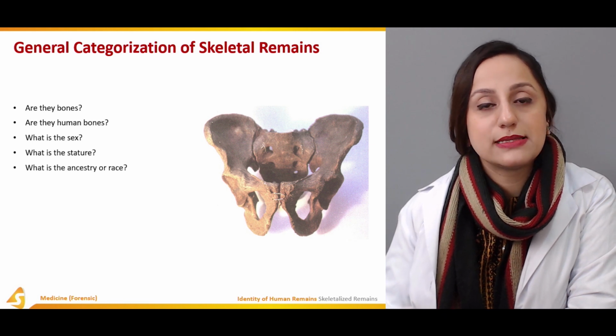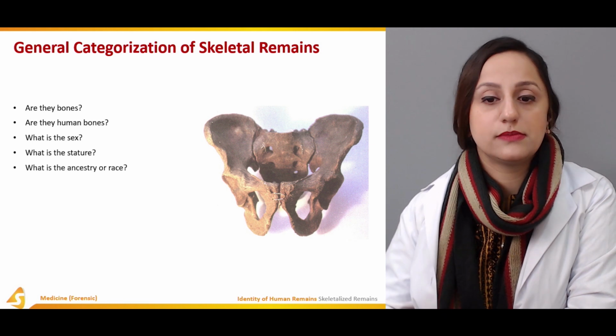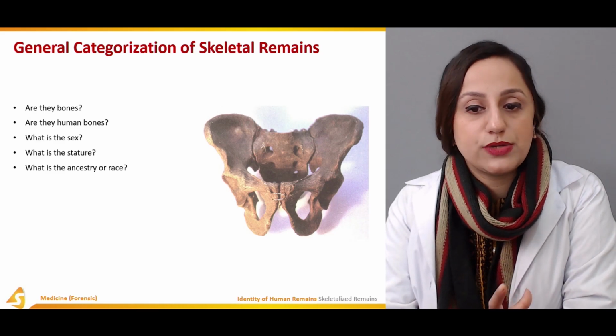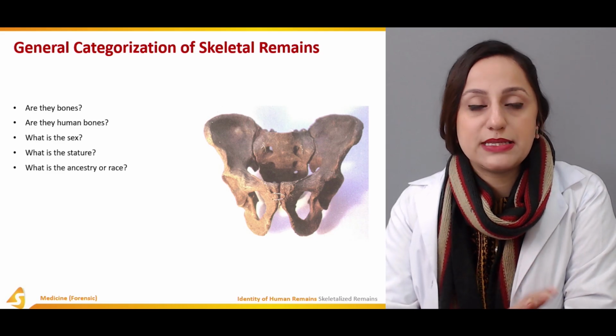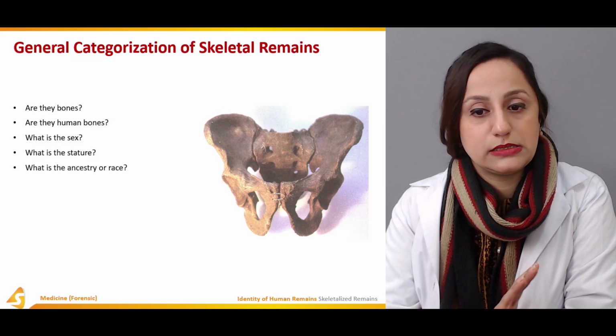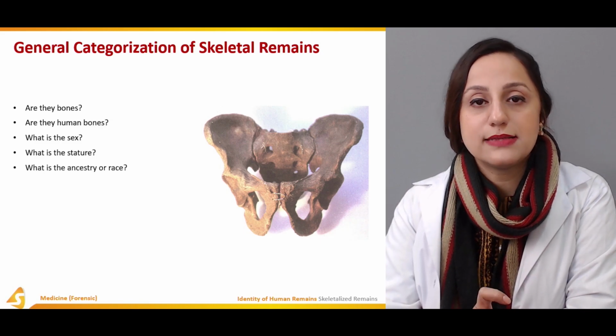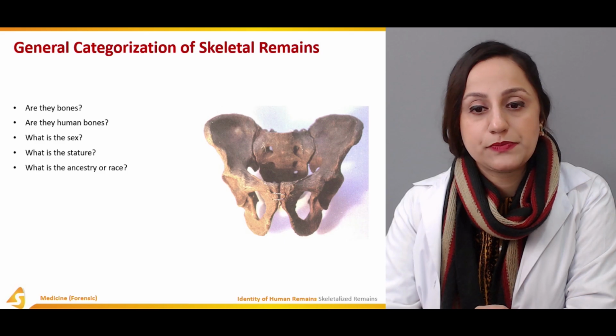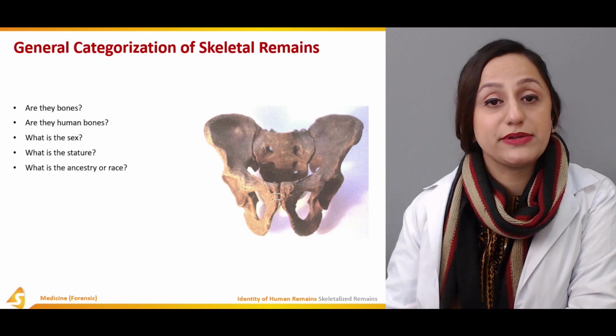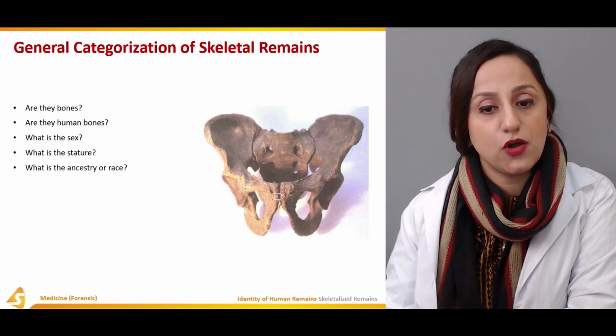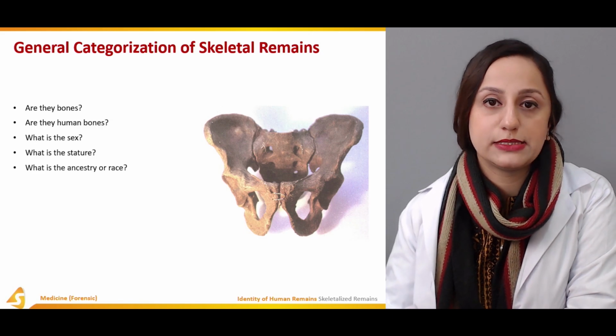So what is the ancestry or the race of the person? The person has a certain ancestry and a certain race. The racial features are quite distinguishable, and the ancestry can also be established by the bones of the person, the general stature, the general physique. It is common for certain ancestries.